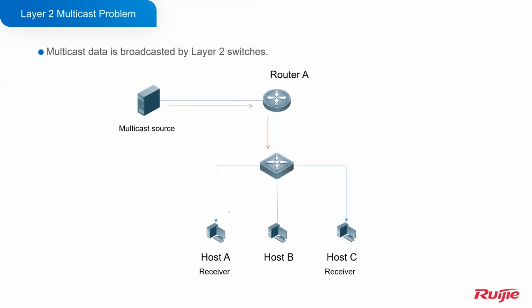But for the switch, when it receives multicast data, it will be broadcast. So by default, once a switch receives a multicast packet, it will be flooded or broadcast. It will cause a problem, right? No matter from which group, once the multicast packet is sent to the switch, it will flood it. You can see even host B is not the receiver of this multicast group.